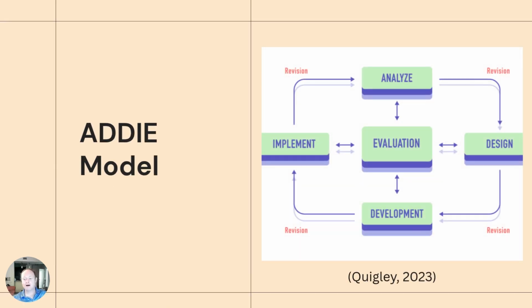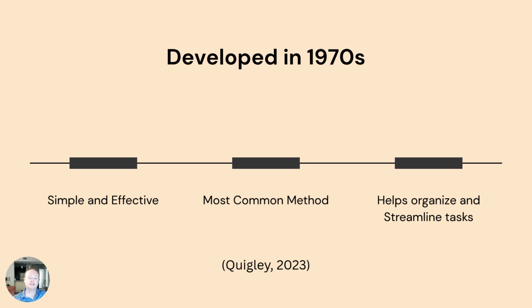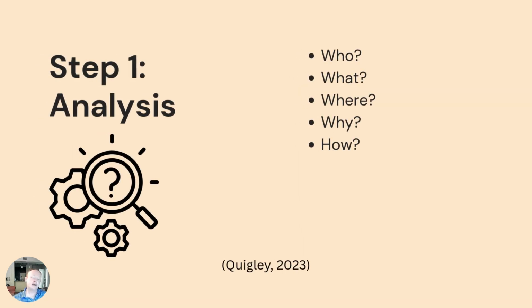So the ADDIE model, okay, if we look here we can see the map and how it's designed. Okay, so the ADDIE model was developed in the 1970s. It's simple and it's effective. It's the most common method and it helps organize and streamline tasks. So it has 5 different steps.